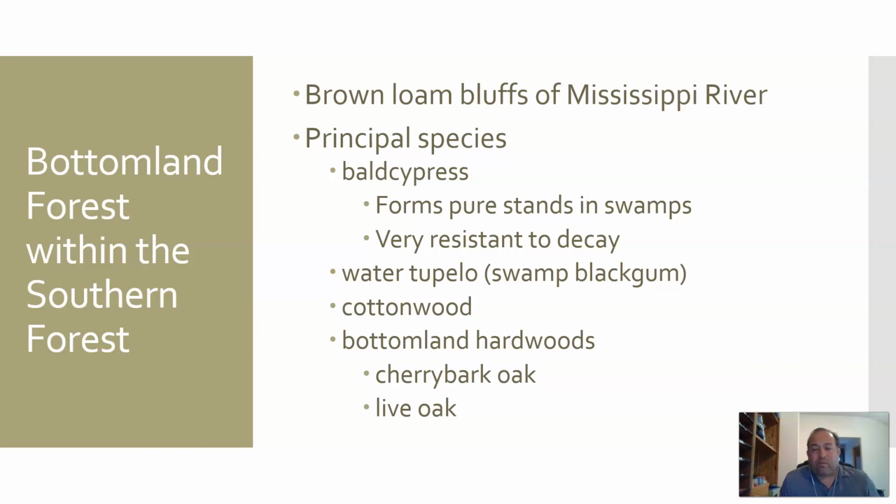So the bottomland forest within the southern forest. Really this area is the Mississippi River floodplain, but what has now become the brown loam bluffs of the Mississippi River because of all of the sediment that has piled up along the lower Mississippi alluvial valley, where basically the Mississippi River starts off in Minnesota and has this huge watershed, over 1 million acre watershed. And then that all eventually works its way down and flows out into the Gulf of Mexico through New Orleans.